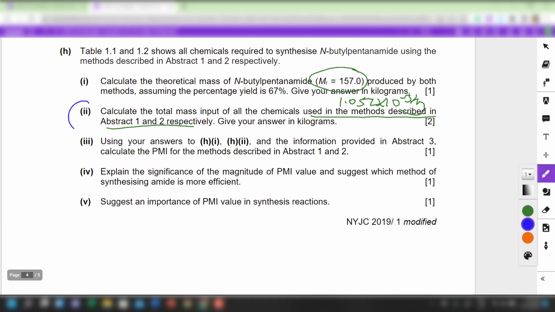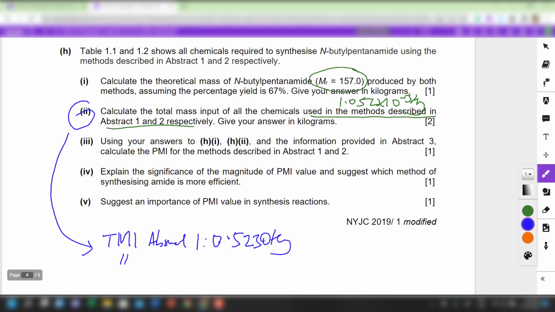For part 2, the total mass input for abstract 1 is 0.5230 kg, and then the total mass input for abstract 2 is 0.3341 kg.